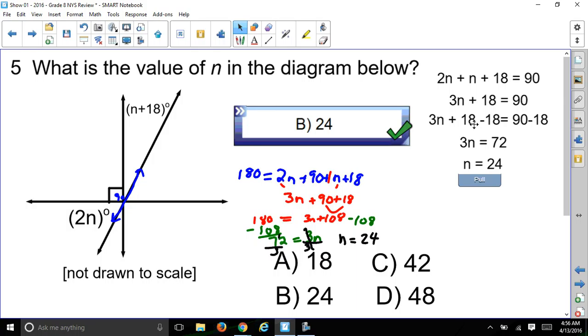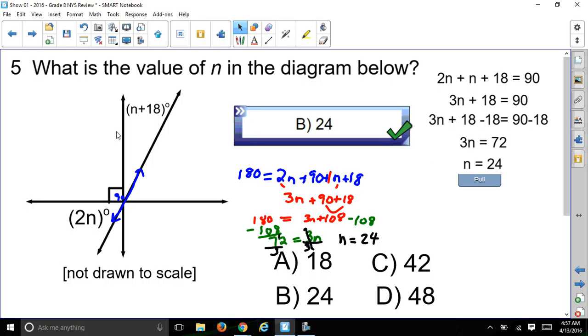Then I did a little transposition here. Minus 18 from both sides. 90 minus 18 gave me 72. And then that's just like I had down here. Divide that by 3, and n is equal to 24 again. So that's a very good question.